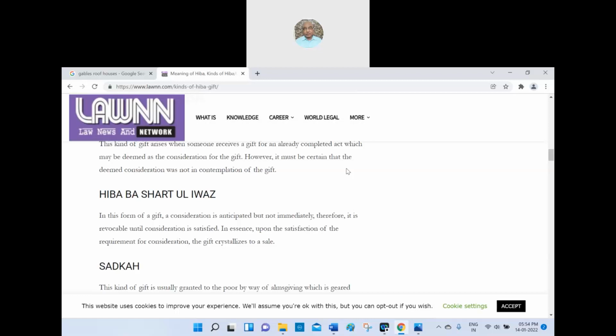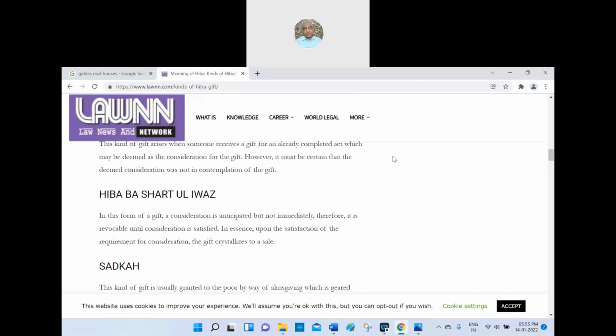The essence is upon the satisfaction of the requirement of the consideration. You give the land, I will give the house. And a gift crystallizes into a sale. It is nothing but a kind of sale or exchange also. Is it clear?